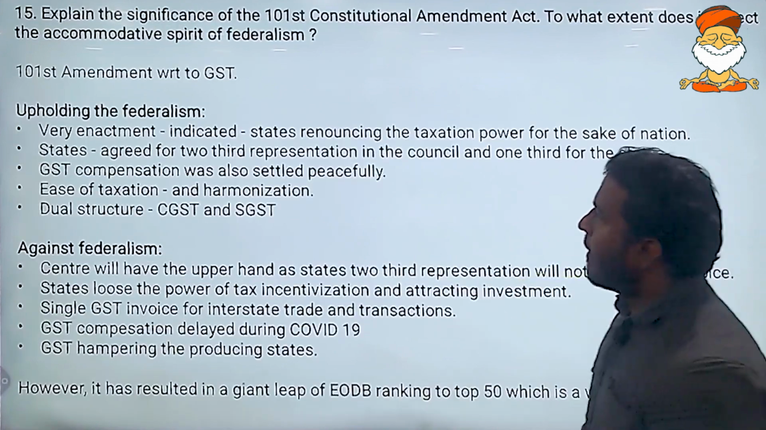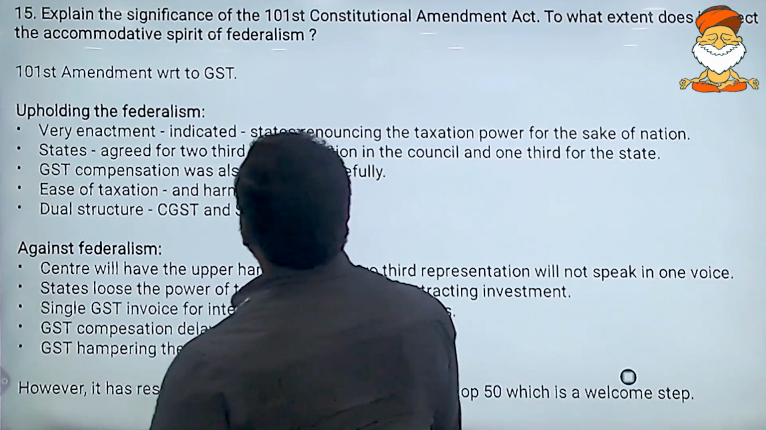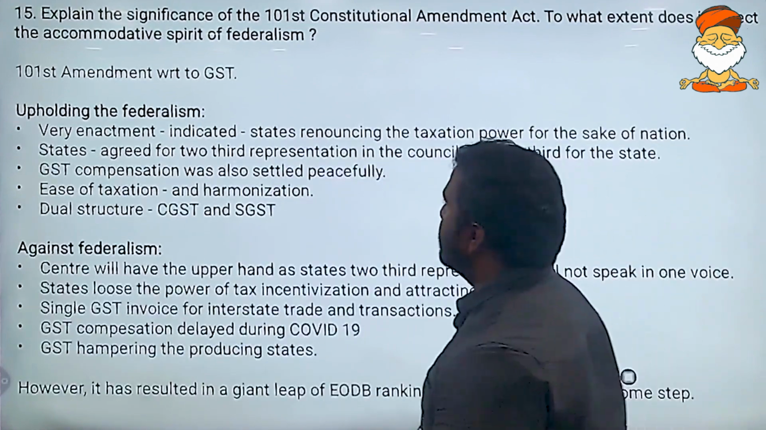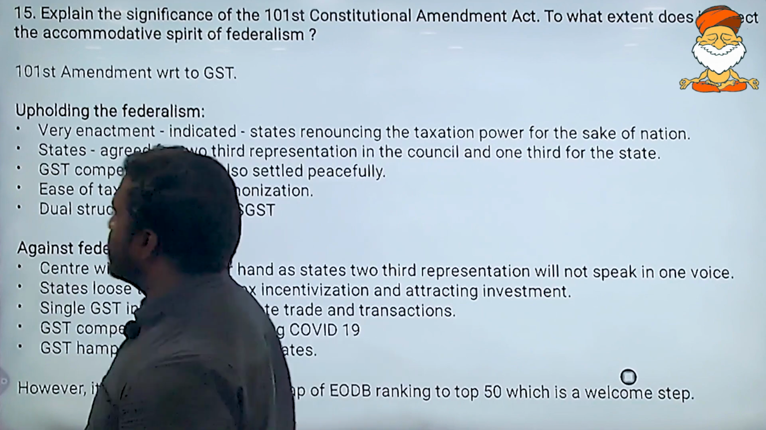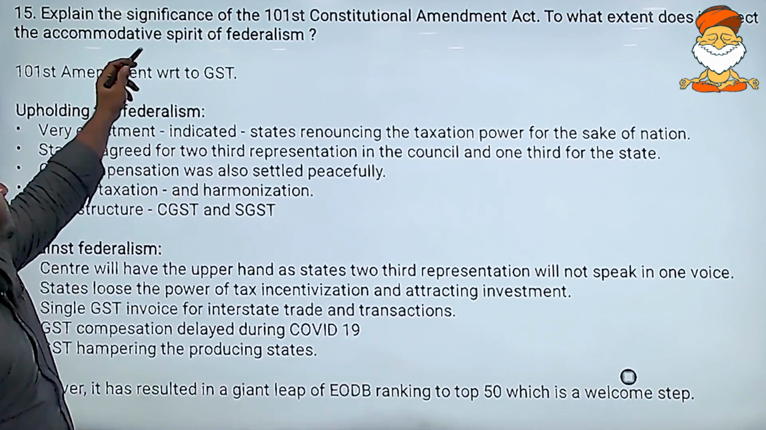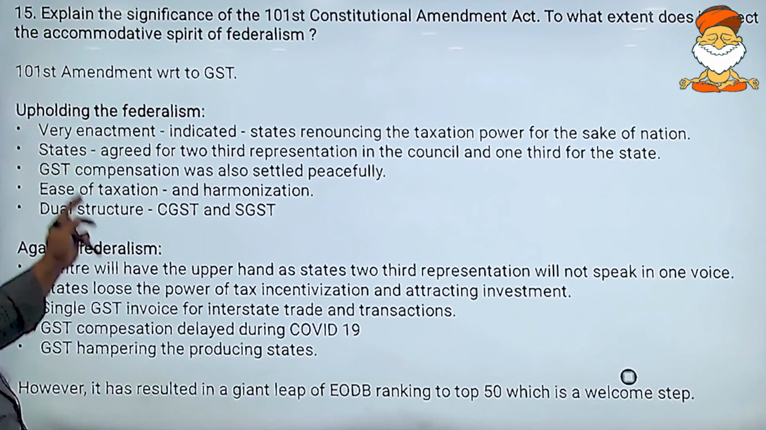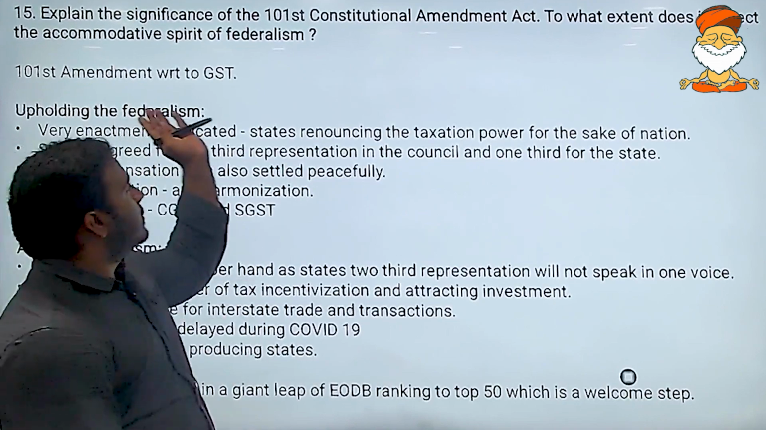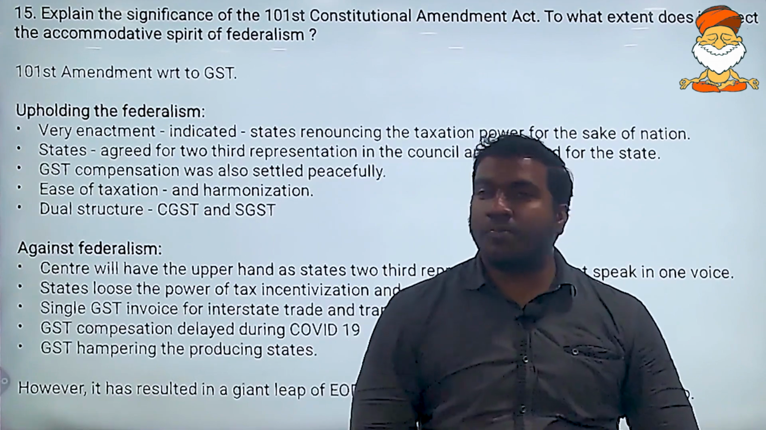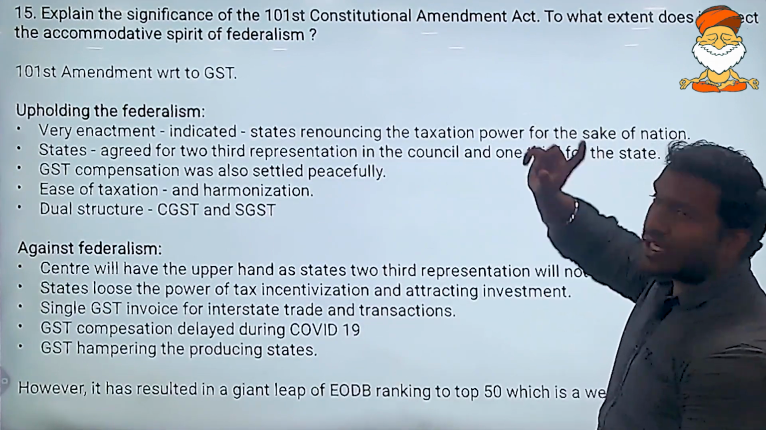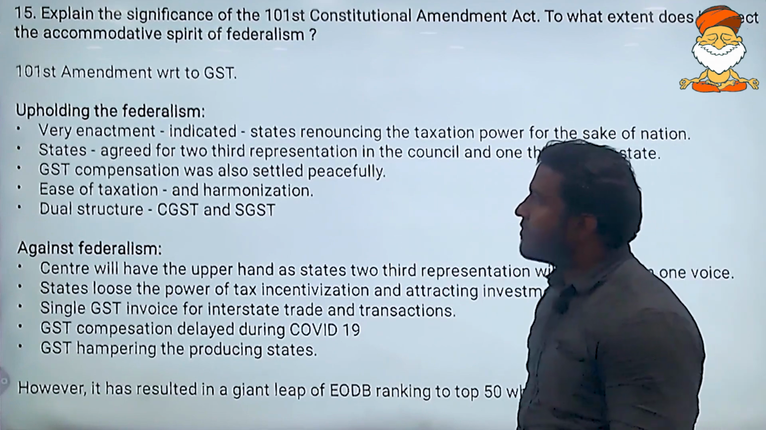Then, explain the significance of the 101st Constitutional Amendment Act. To what extent is it accommodating the spirit of federalism? The 101st is with respect to GST, and upholding federalism. How the GST amendment is upholding federalism and how it is against federalism. The question, 'to what extent', is asked to give both sides of the argument.